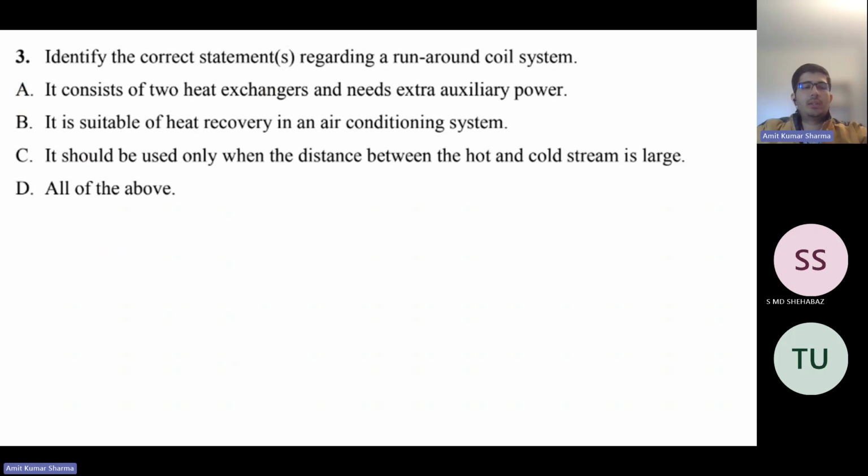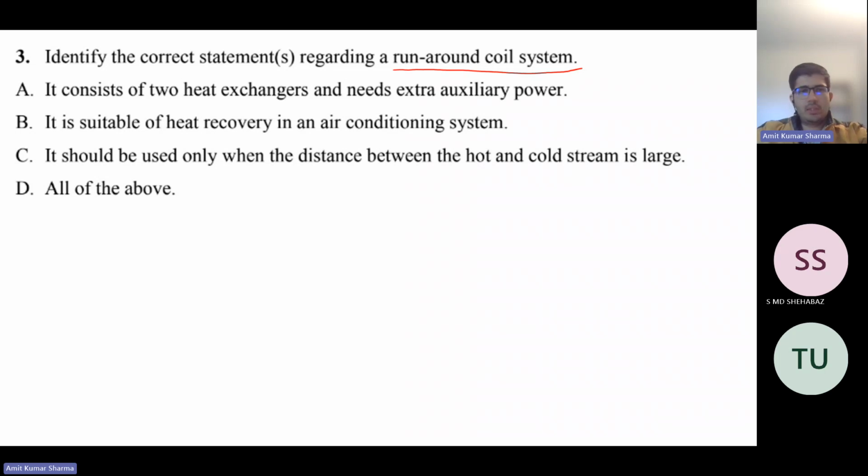Identify the correct statements regarding a run-around coil system. So the first is it consists of two heat exchangers and needs extra auxiliary power. It is suitable for heat recovery in air conditioning system. It should be used only when the distance between the hot and cold stream is large. And all of the above. So basically these are theoretical questions.